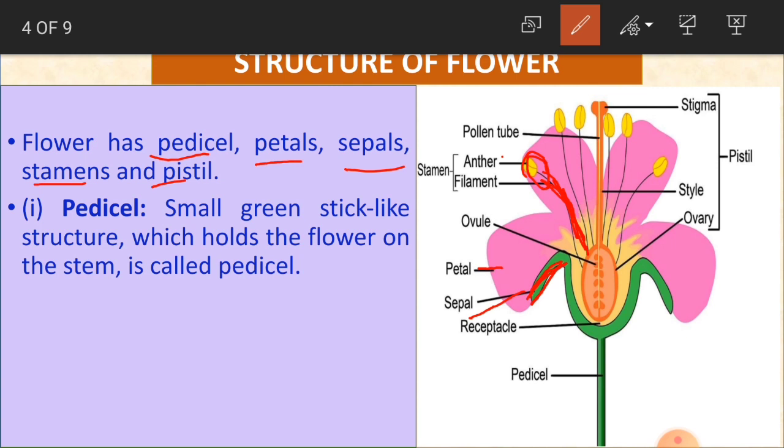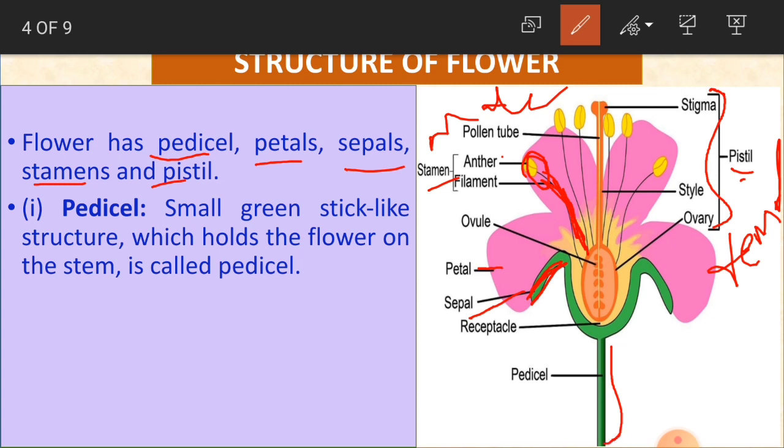And what is the pistil here? This is the pistil. The stigma, style and ovary, all three together, are called the pistil. This is the female part of the flower, and the stamen is the male part of the flower. Clear? And what is the pedicel? A small green stick-like structure which holds the flower on the stem is called the pedicel. See here, you are having it. It is holding the flower on the stem. So this one is called the pedicel.